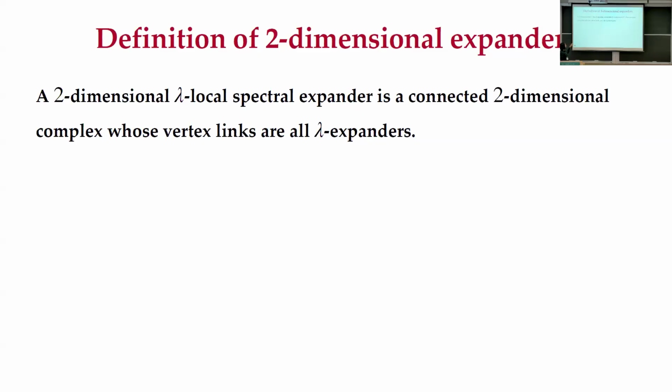So we say that a 2-dimensional complex is a 2-dimensional lambda local spectral expander if it's connected as a graph. So first it's connected as a graph, and secondly, we need all the vertex links to be lambda expanders. So if we take every vertex and look at its link, its local neighborhood, we need that to be a good expander.